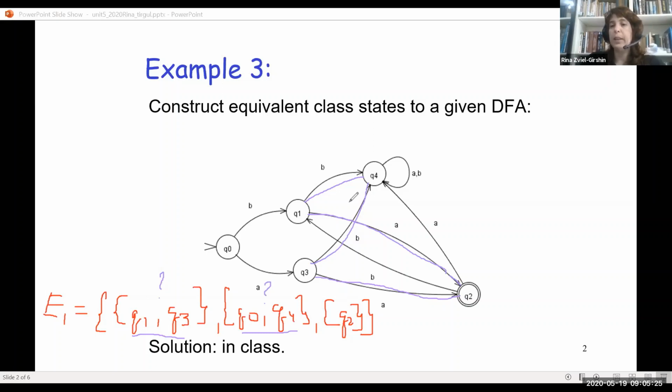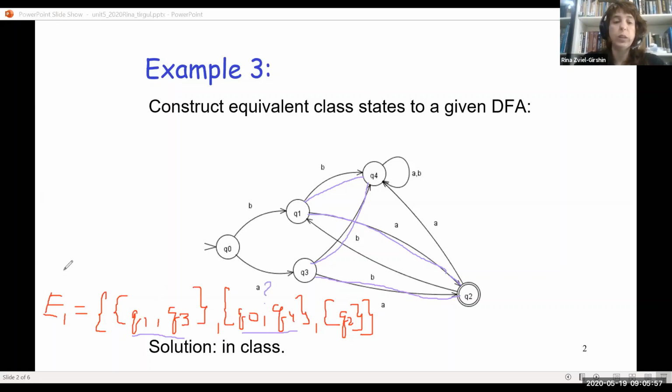It will be the same state. So I actually can see already in previous state that I can't separate between Q1 and Q3. They will be together forever, because for input A and for input B, they lead to the same state. But I will check now what happens with Q0 and Q4, and I will use only one letter of the input and the computation of previous E state.